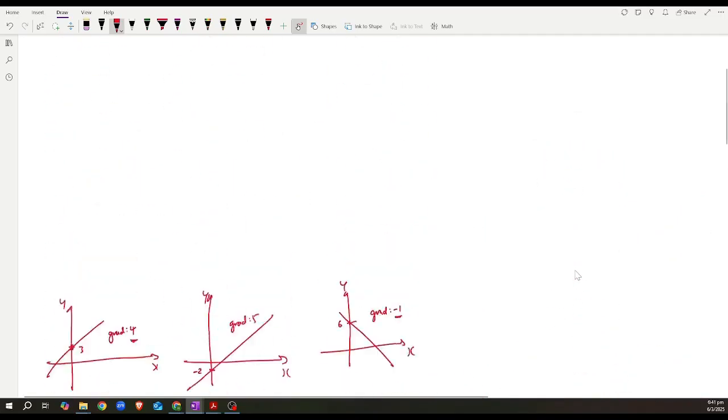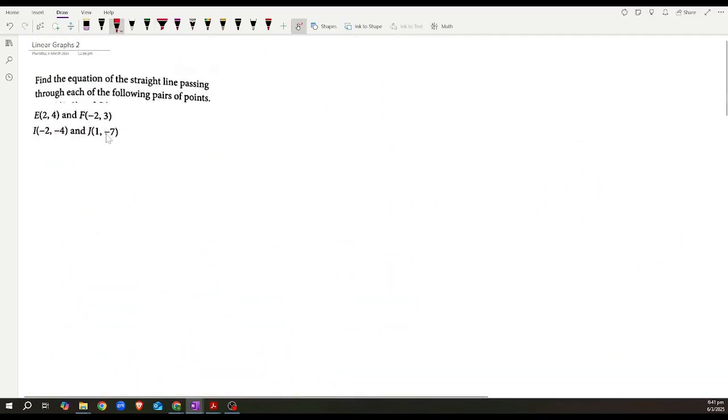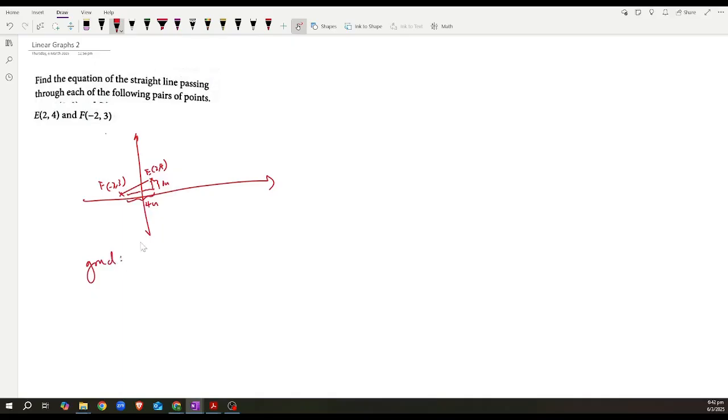Okay, so moving back to the original question, I'm just going to use one example, E and F. To help you visualize, you can actually just plot the points out. E is (2, 4), so that's somewhere here, and F is (negative 2, 3), so somewhere here. So to find the equation of the straight line going through it, let's draw the straight line. Remember, we just have to find the gradient. So the rise is 4 minus 3, which is 1 unit, and the run is negative 2 to 2, that's 4 units. So the gradient is 1 over 4.